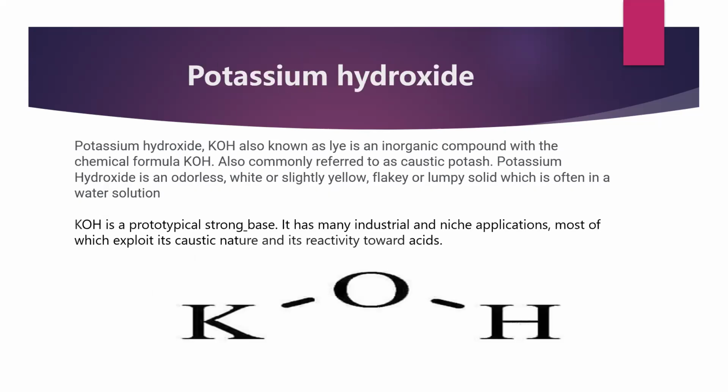Potassium hydroxide. Potassium hydroxide, also known as lye, is an inorganic compound with the chemical formula KOH, also commonly referred to as caustic potash. Potassium hydroxide is an odorless white or slightly yellow, flaky or lumpy solid, which is often in a water solution. KOH is a prototypical strong base. It has many industrial and niche applications, most of which exploit its caustic nature and its reactivity towards acids.